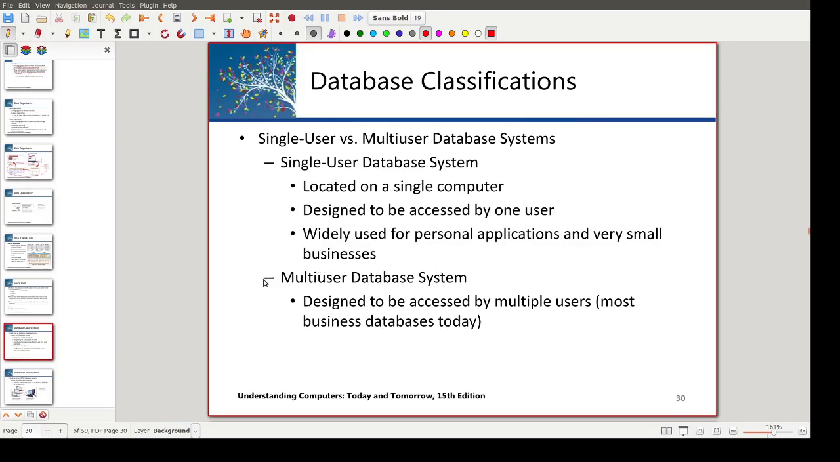Multi-user database system is designed to be accessed by multiple users, and it is used by most business databases today, because we have larger enterprises and larger businesses, and we have many types of users. So this is the first classification, about single user and multi-user database management systems.